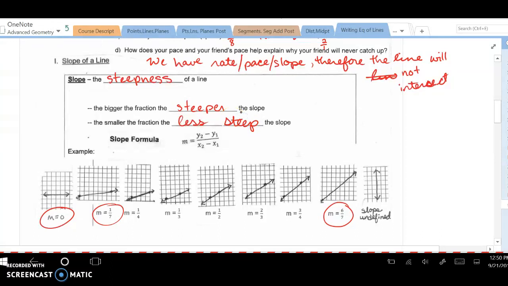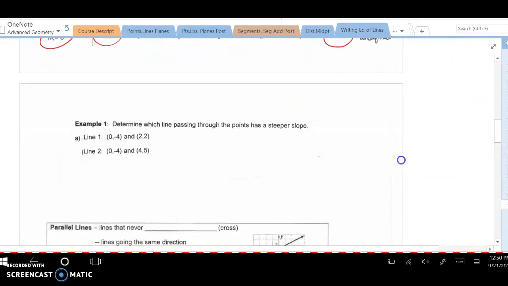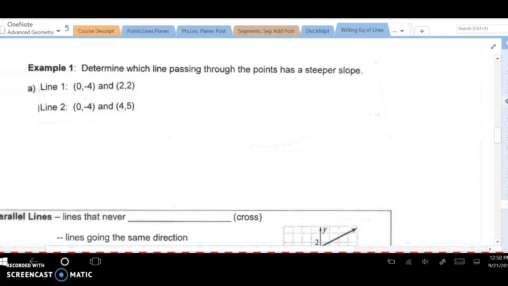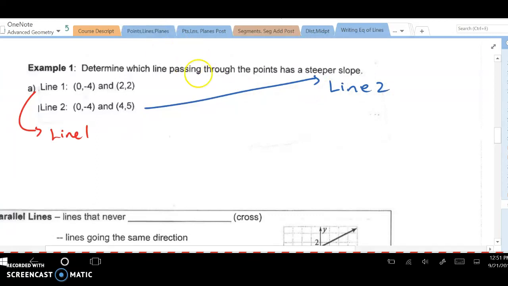Okay, and we know that on the grid we can do rise over run to find the slope of something. We know if we have points, coordinates, that we can use the slope formula to find rise over run, to find the slope, the steepness of the line. All right, so here's our first example. Determine which line passing through the points has a steeper slope. So we have line 1, and then we'll come over here and do line 2. Okay, so line 1 versus line 2.